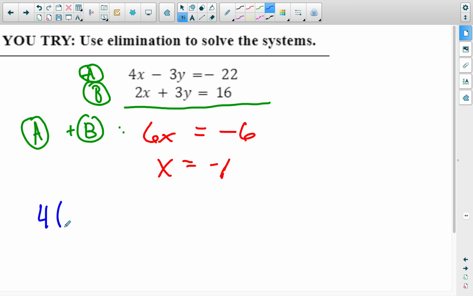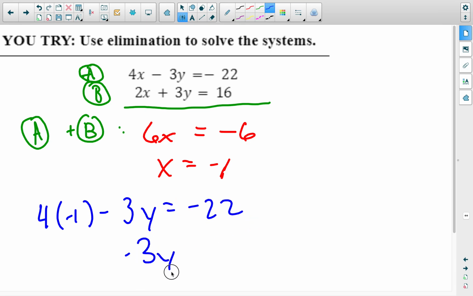So I can take 4 times negative 1. If I'm plugging into this top equation, 4 times negative 1 minus 3y equals negative 22. Negative 3y equals negative 18, meaning that y equals 6.